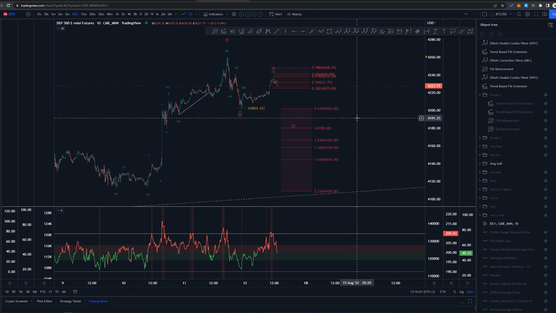I hope that clarified a bit how I'm trading these shorter time frame setups.